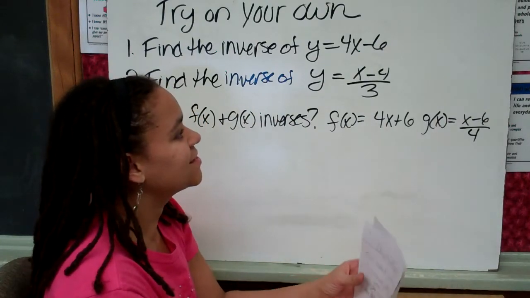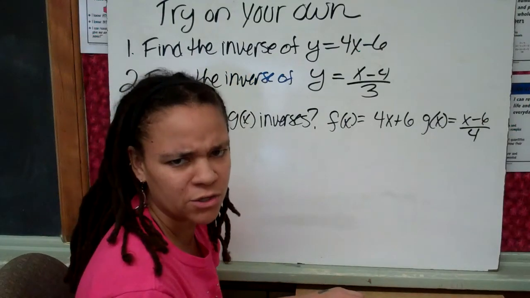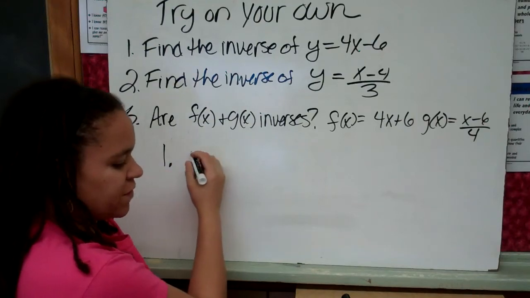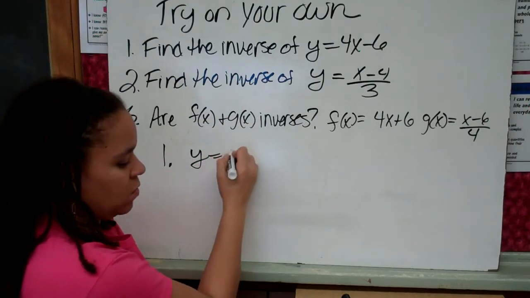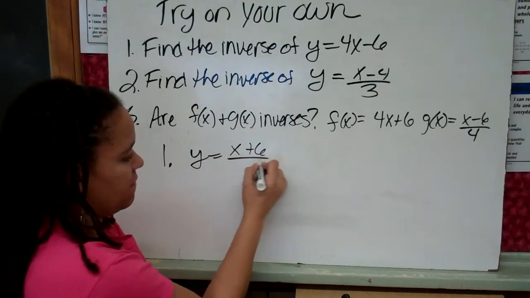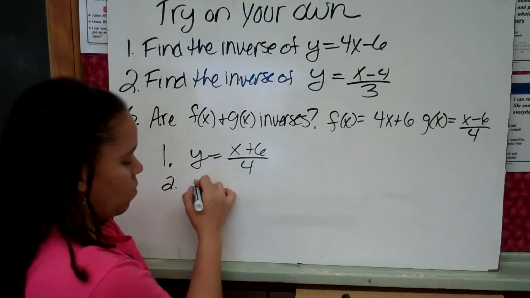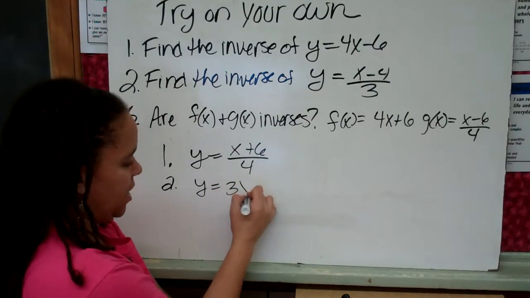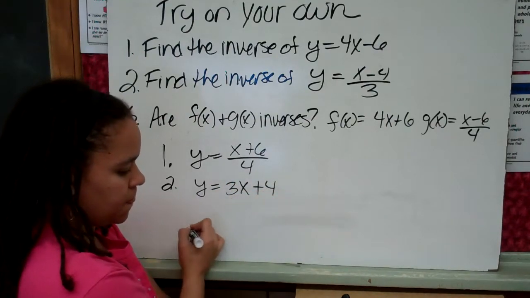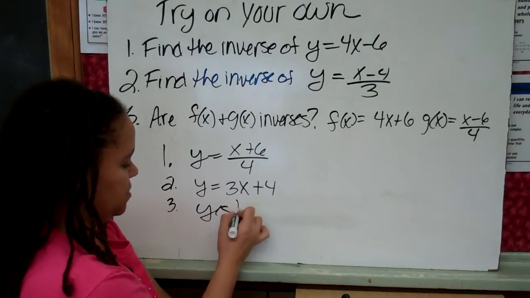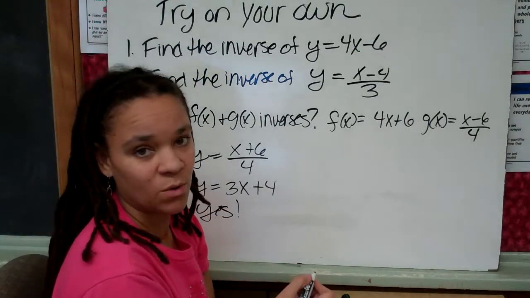All right, hopefully you're back now. Hopefully you actually stopped the video. So, number 1, you should have come out with y equals x plus 6 over 4. Number 2, you should have come out with y equals 3x plus 4. And number 3, yes, those two did work and they were inverses.